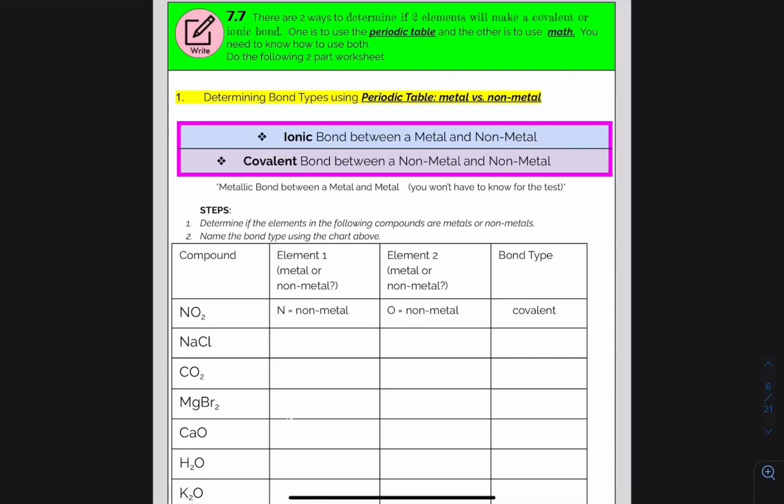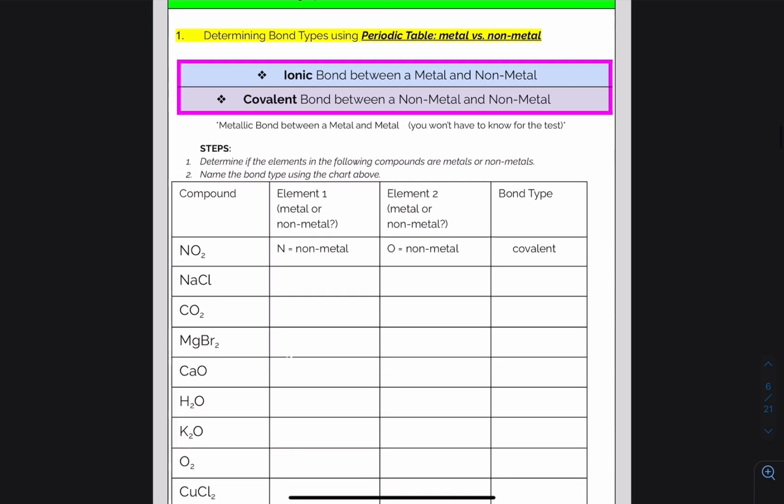In section 7.7, you're going to be using two ways to figure out if elements make a covalent or ionic bond. In the first method, you're going to use your periodic table. Just a refresher, an ionic bond is a bond between a metal and a nonmetal. A covalent bond is a bond between a nonmetal and a nonmetal.